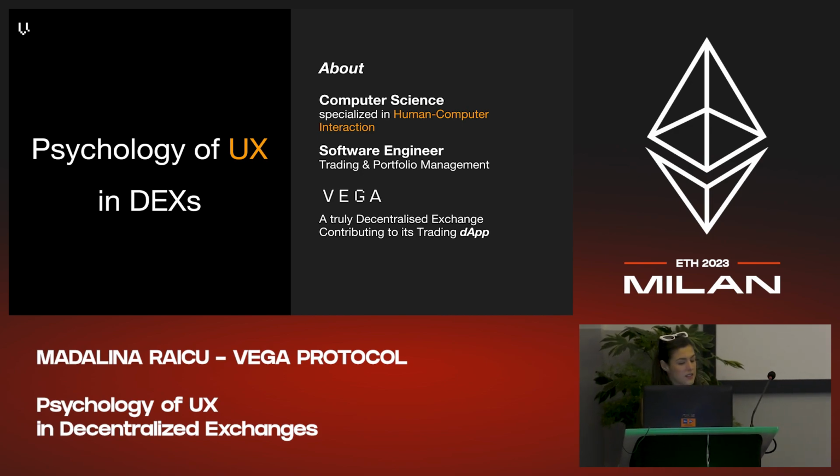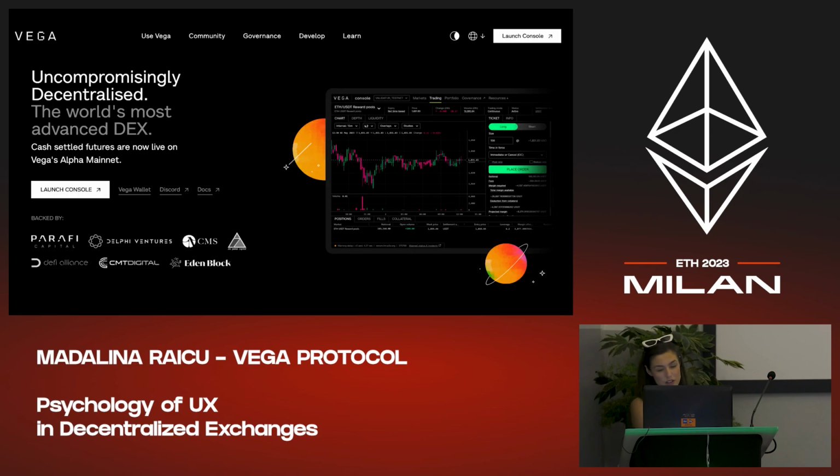This app runs on the Vega blockchain, which is built specifically for trading derivatives, which also allows for permissionless market creation. Its alpha mainnet has been released recently in May this year, having cash-settled futures that are live. And soon after the upcoming release, people would also be able to propose and trade perpetual markets.